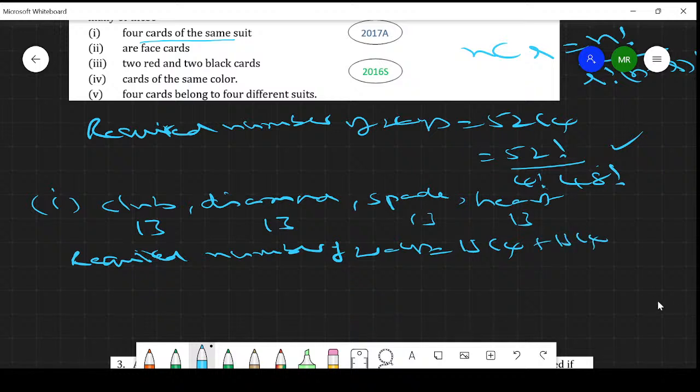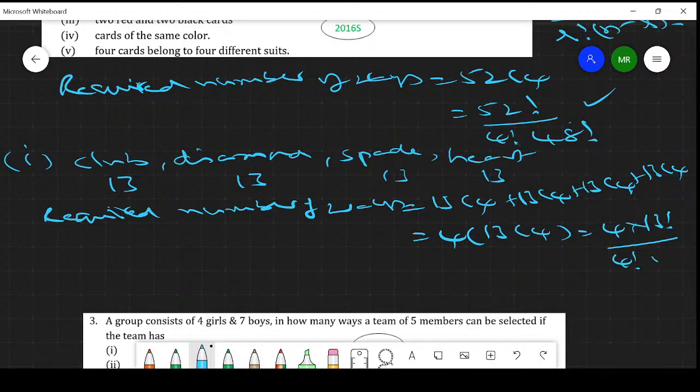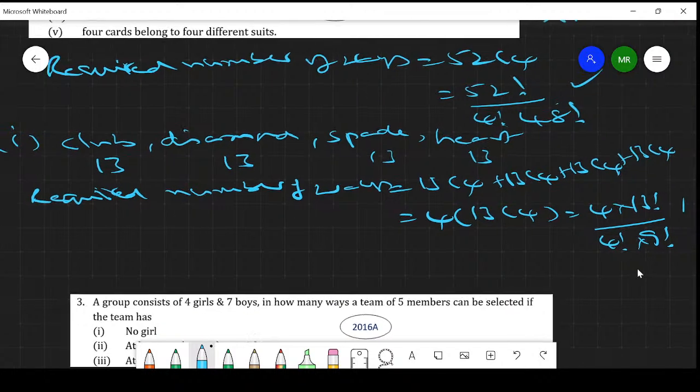Already selection is over. 13C4 plus 13C4 out of 13 cards, plus 13C4, plus 13C4. All are same. 4 into 13C4. You should simplify this. 4 into 13C4 means 4 into 13 factorial by 4 factorial into 13 minus 4, 9 factorial. Enough. This is the required number of ways. I have done this problem.